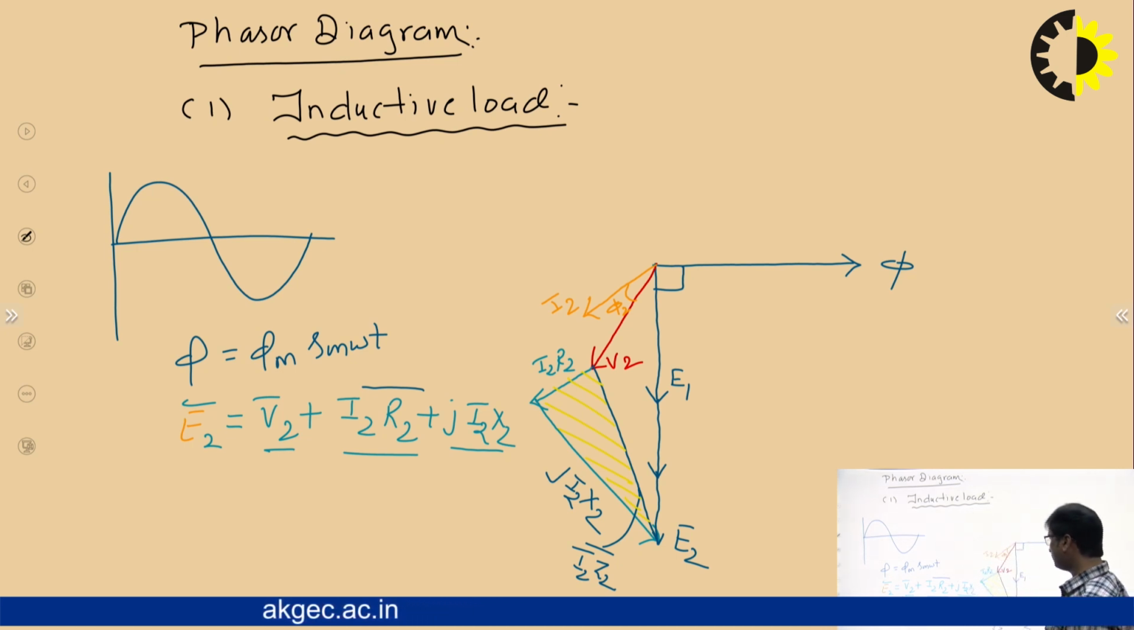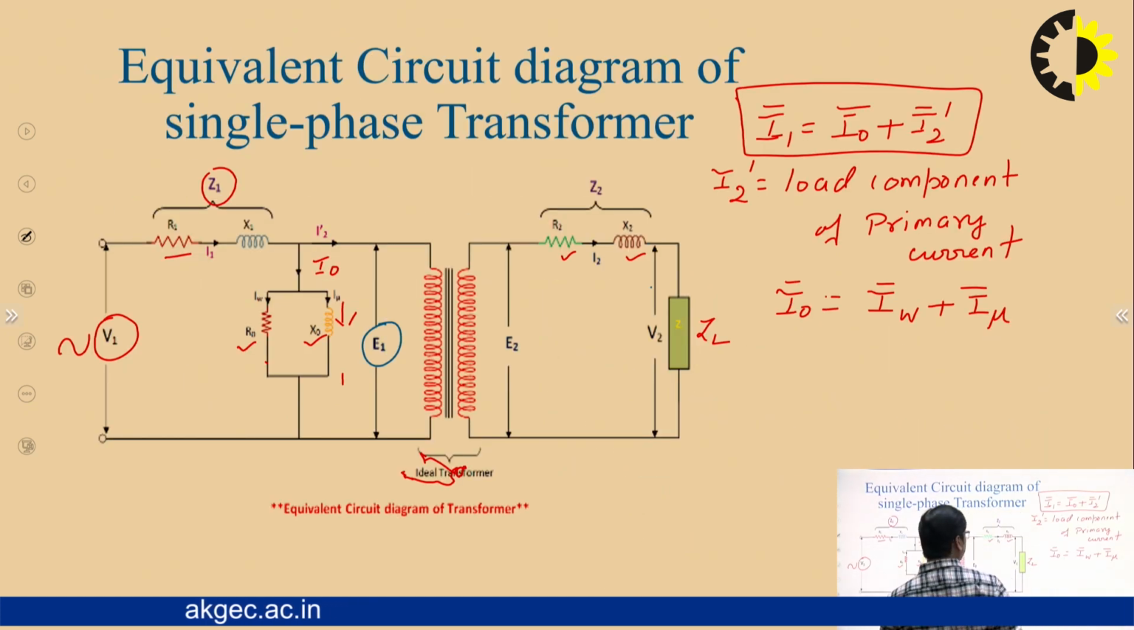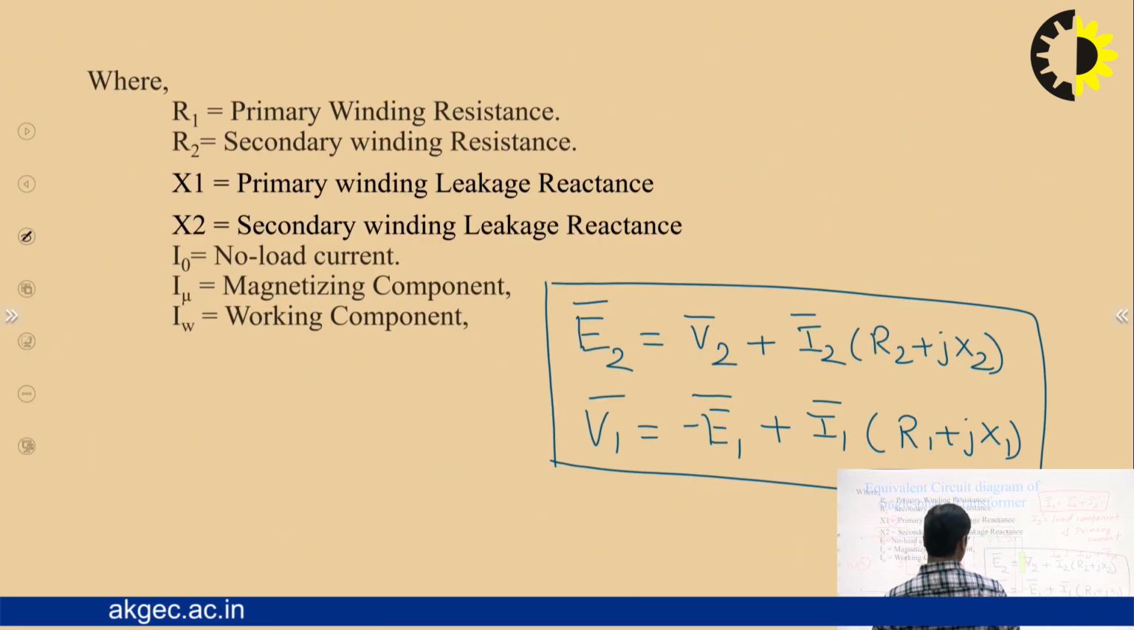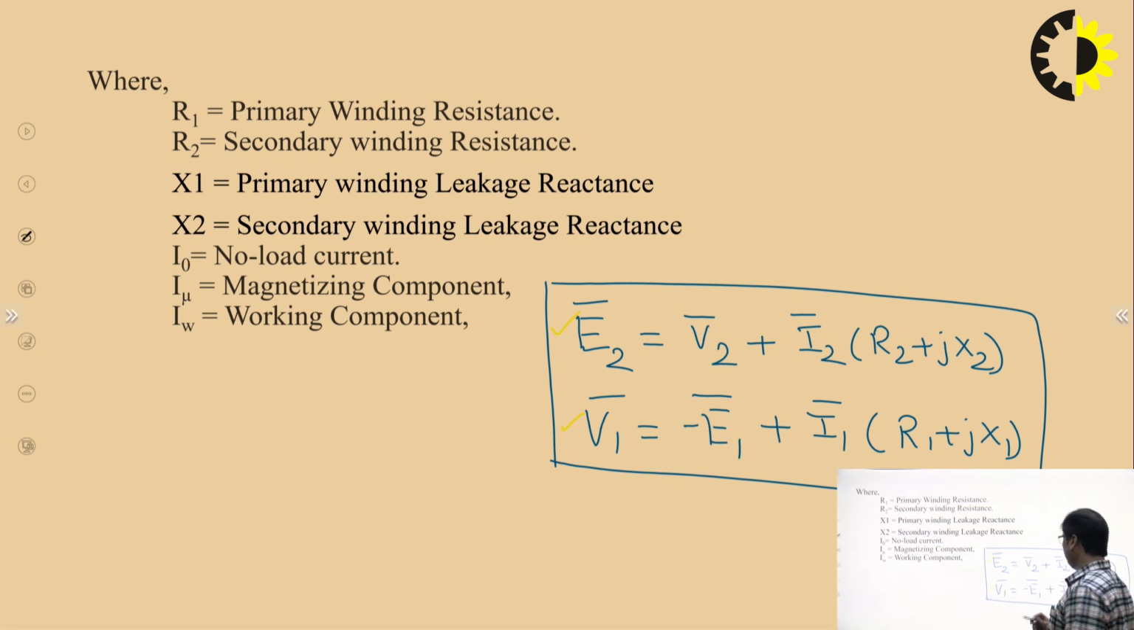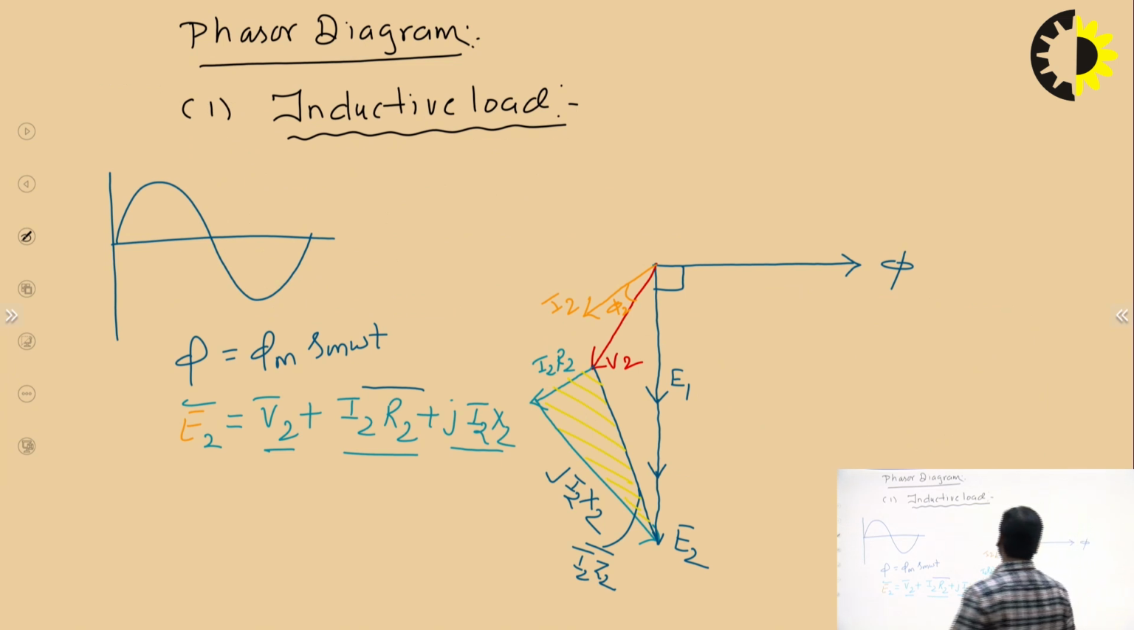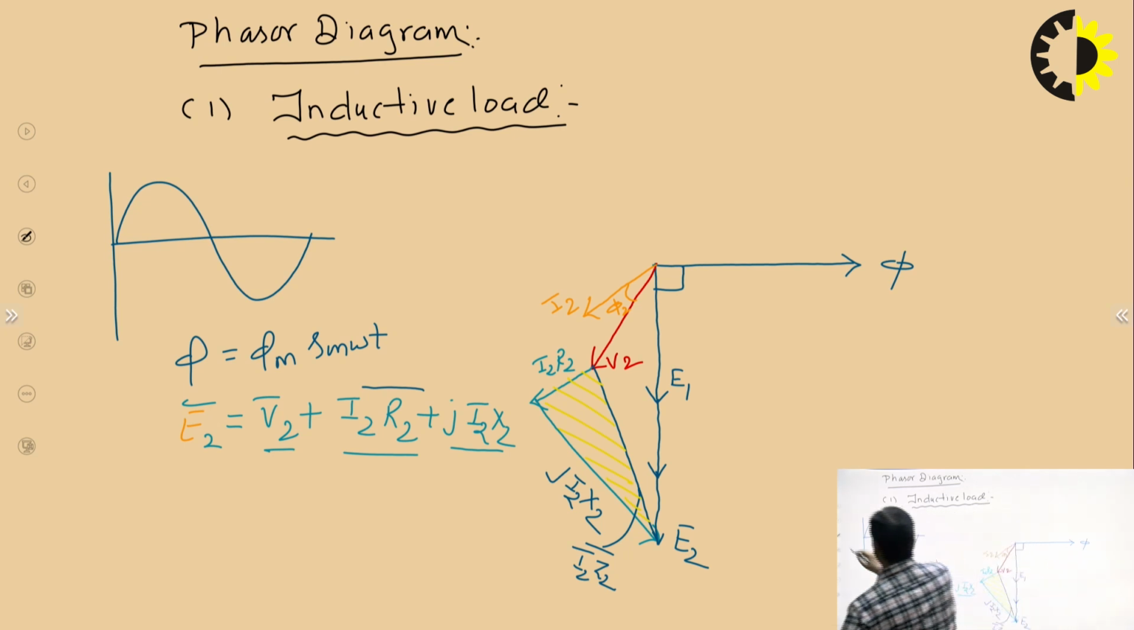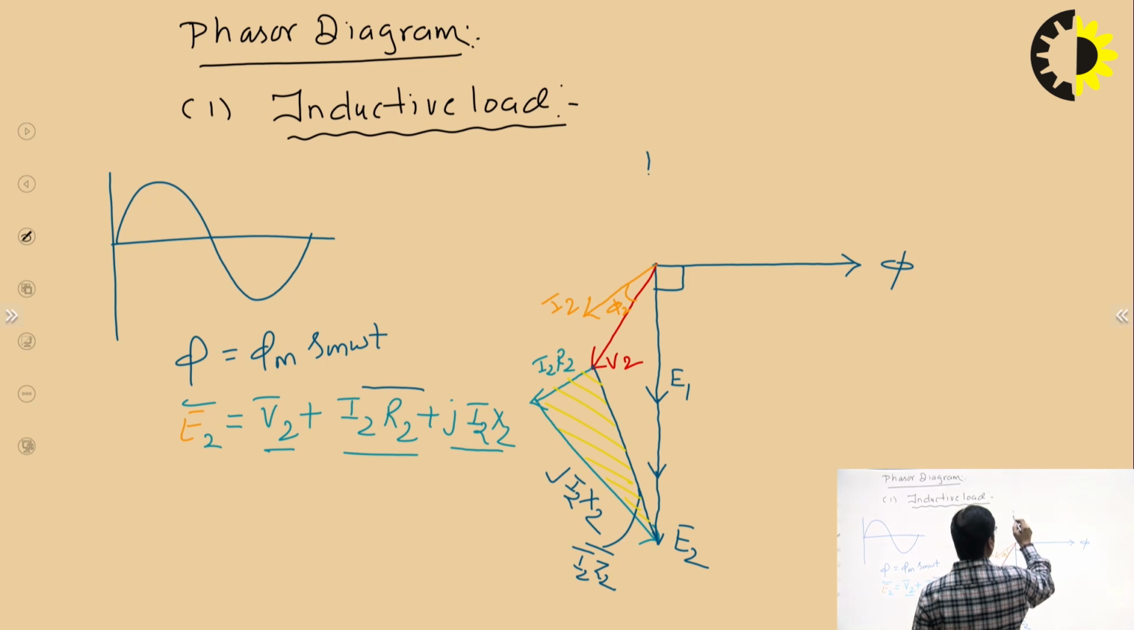Now next is the primary side of the transformer. Now this is the primary equation. The E2 is already done. Now V1 is equal to minus E1 plus I1 drop in the primary winding. So first we need to draw the opposite of E1. So E1 is this, then opposite of E1 is minus E1.